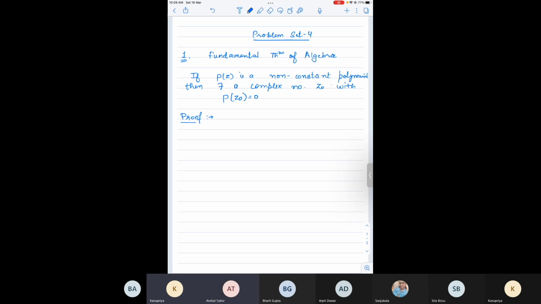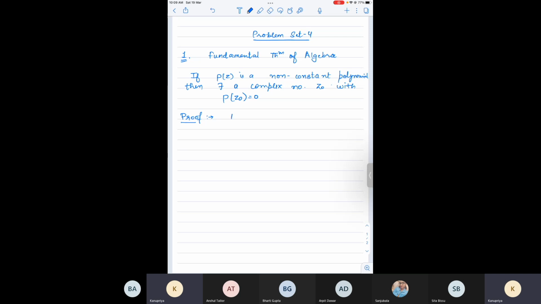Ma'am, if a function is holomorphic in a domain and non-constant, then mod of f has no minima in the domain. No, it's not like that. It's like the minimum is attained at the boundary, with no minima at an interior point of the domain. Okay, ma'am. So using that principle, we have to prove the fundamental theorem of algebra.